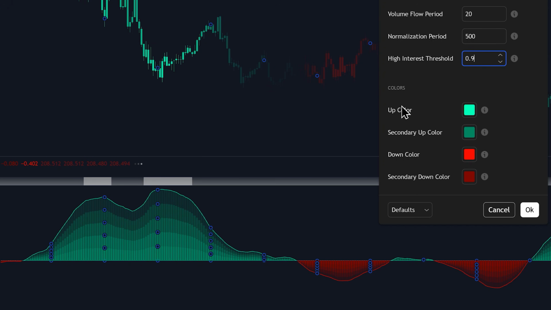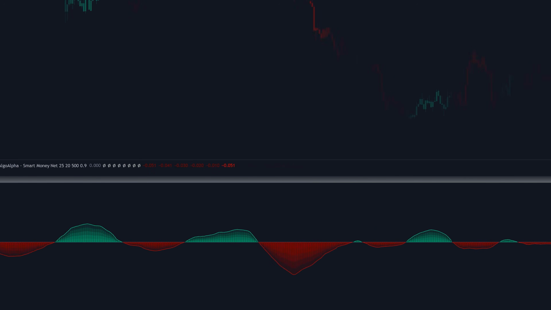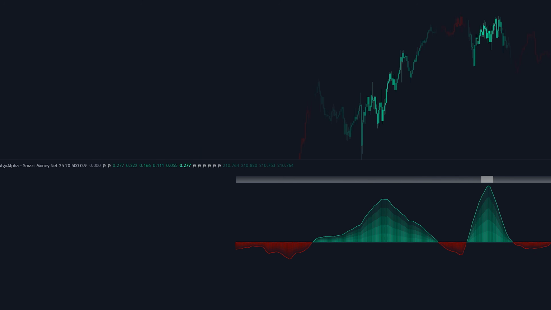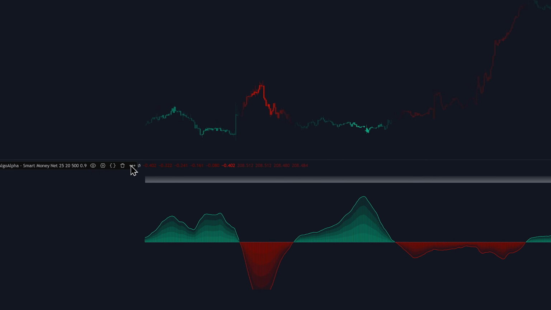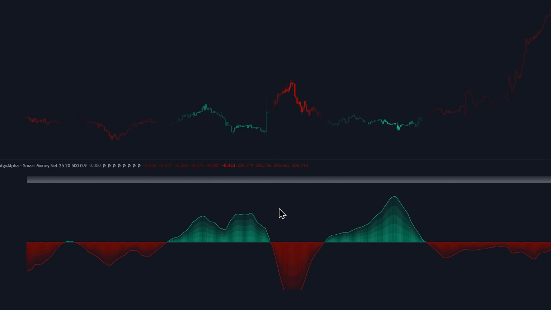So how do we trade with this without turning it into guesswork? The clean way is to use it as a confirmation engine, not as a standalone entry button. On a 5-minute chart, you want two things: direction and timing. The Smart Money Volume Index handles direction by telling you which side has control, and it handles timing by showing you when interest is elevated enough to care.